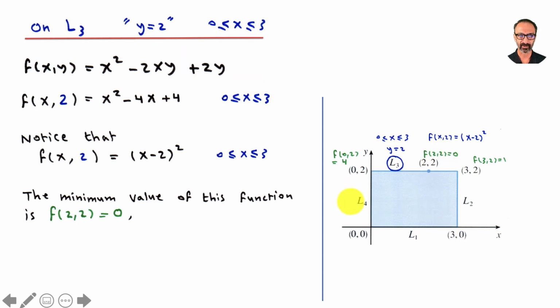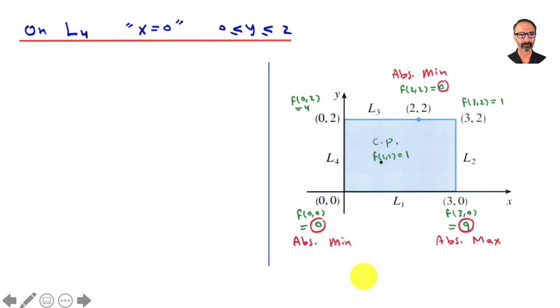We're almost done. Let's go over L4. The maximum value will be 4 because I have 4 here, and I have 0 here, and I have 1 here, so the maximum will be 4. Here's L4.